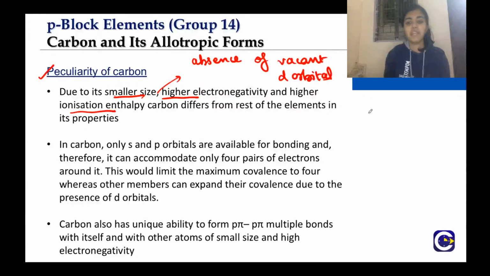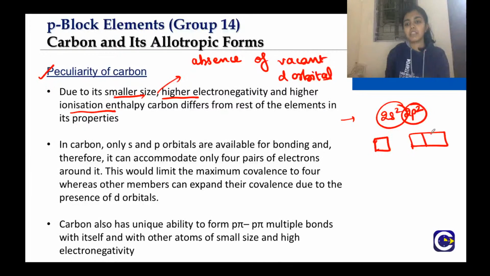So in carbon, if you see, the electronic configuration is what? Basically 2s²2p². That means only one s and three p orbitals are available for bonding, right? That means 1s and 3p orbitals. And we know that one orbital can accommodate 2 electrons. So 4 orbitals will accommodate how many electrons? 8 electrons, right? So carbon can form a maximum of 4 covalent bonds, and it cannot expand its octet, right?